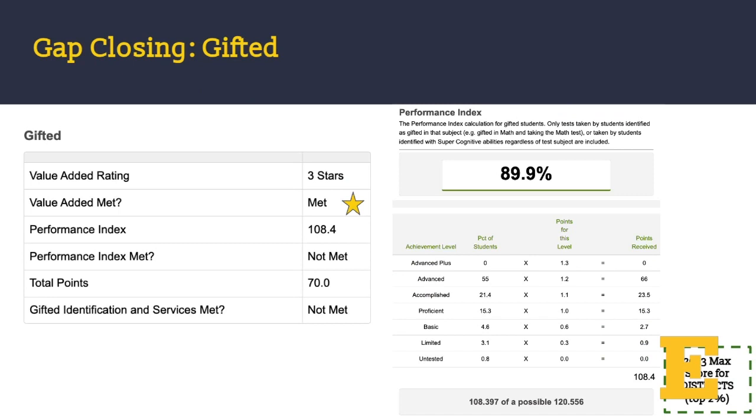So looking at gap closing just for gifted, there's 3 parts to that measure. There's the value added met, there's the performance index met, and then there's the gifted identification and services met. For value added met, we did meet that with 3 stars. Anything 3 to 5 stars means that you met that measure. We had 108 points for the performance index, so that was not met. 70 points for the gifted identification and services, and therefore that was not met as well. And this is one of those categories where it's 0 or 5 points for each one of those for a total of 15 points, and we received 5 for the value added met.